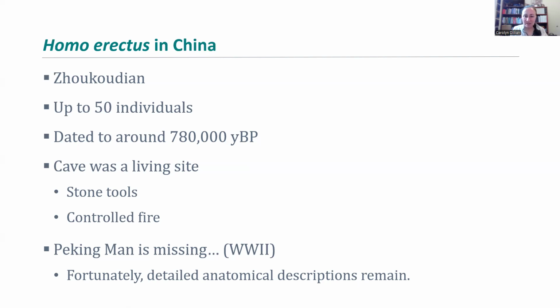So unlike other cave localities in which the fossil bones of hominins were probably washed into caves or accidentally deposited by carnivores or scavengers, these caves in China were places that Homo erectus actually lived. They were using these resources. And we know that because these cave sites preserve the remains of stone tools and evidence for controlled fire. Unfortunately, the entire fossil collection was lost during World War II, but an early paleoanthropologist had made detailed copies and casts of the Peking man fossils, so we do have a record of these, even if the originals are no longer present.